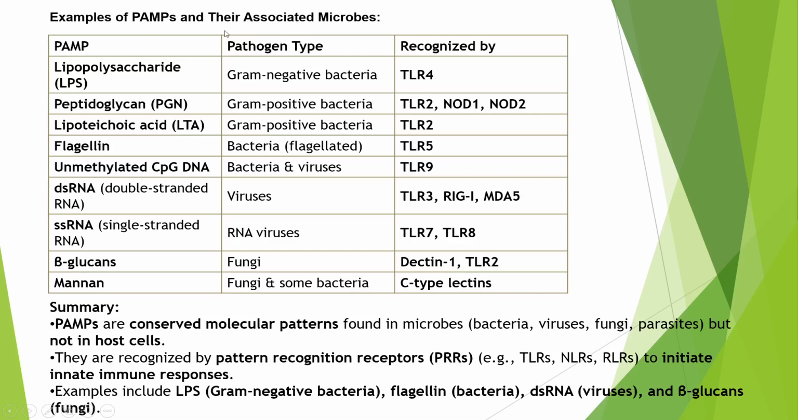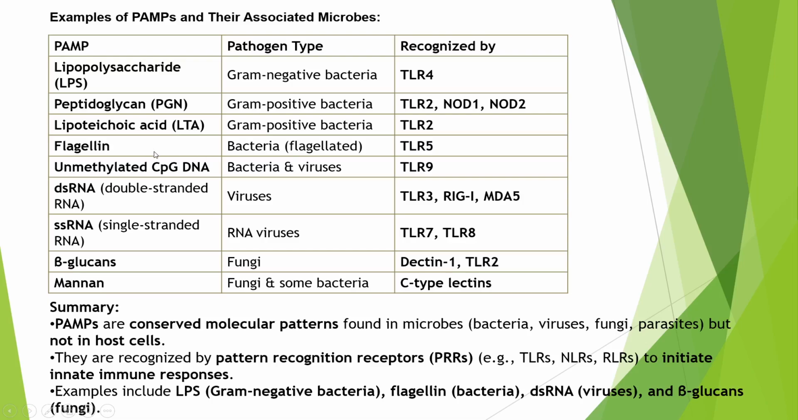Some examples of PAMPs and their associated microbes: LPS is one of the very major known PAMPs. It is present in gram-negative bacteria and it is recognized by TLR4. Then we have peptidoglycan, present in gram-positive bacteria, which is recognized by TLR2, NOD1, NOD2 receptors. Then lipoteichoic acid, LTA, that is also present in gram-positive bacteria, recognized by TLR2.